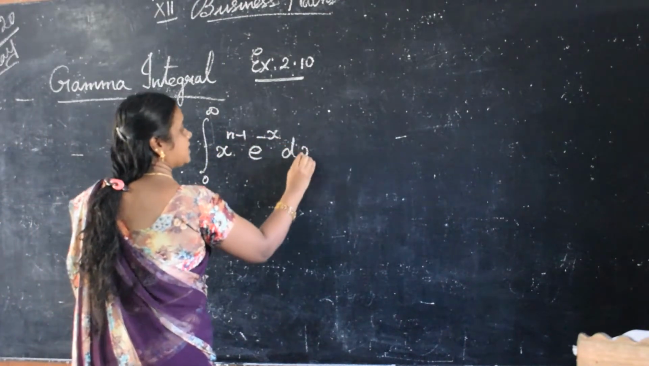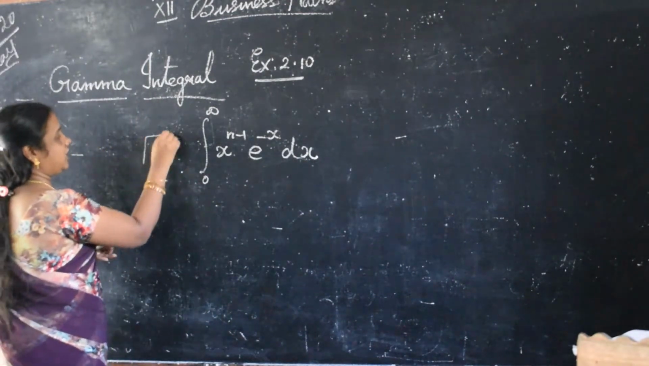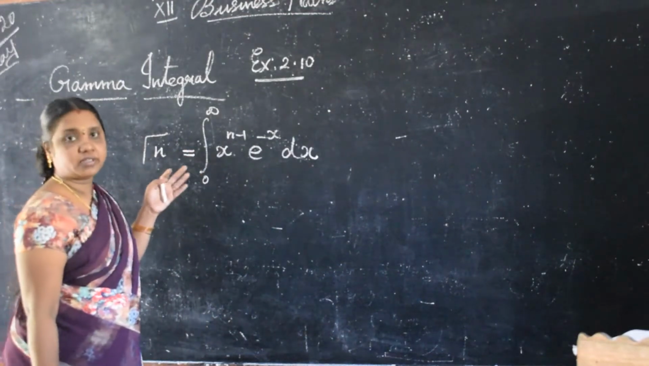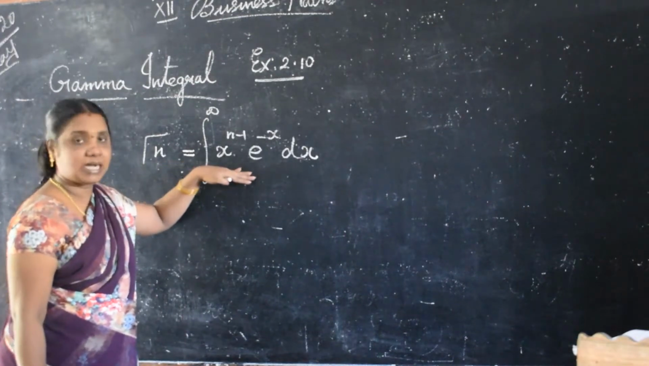power minus x dx. This is known as the gamma function. This is denoted by gamma of n. This is the generalized factorial. This is known as the gamma function.